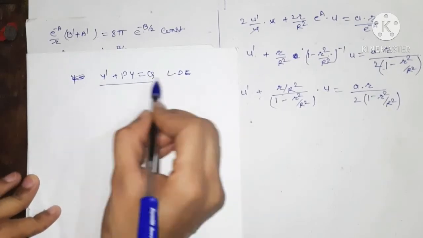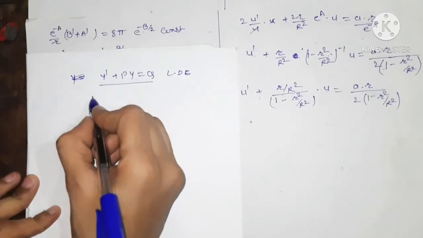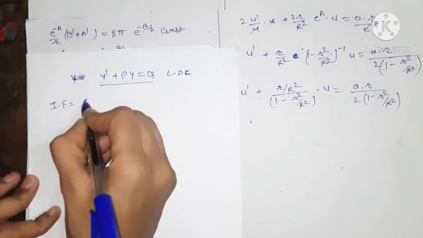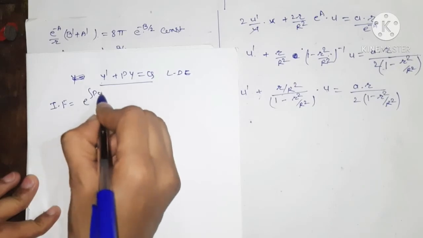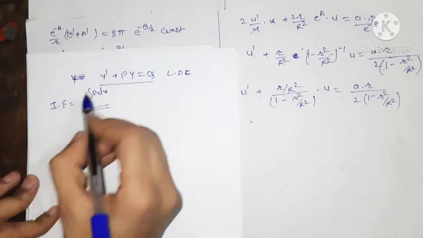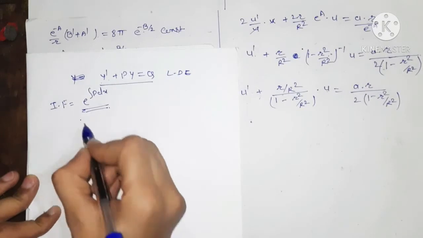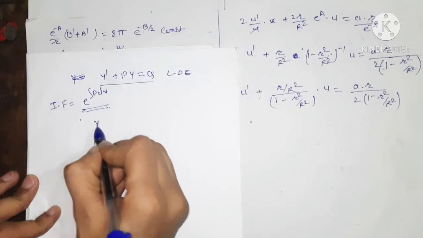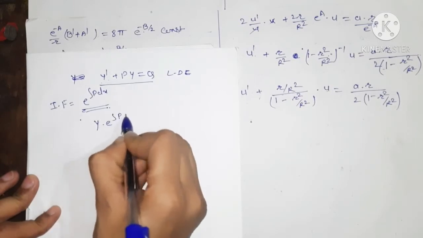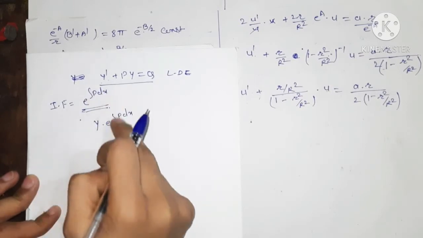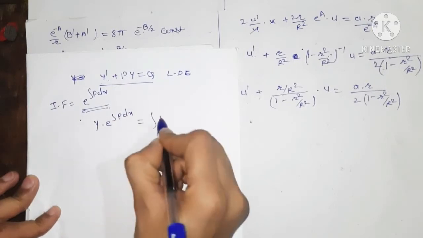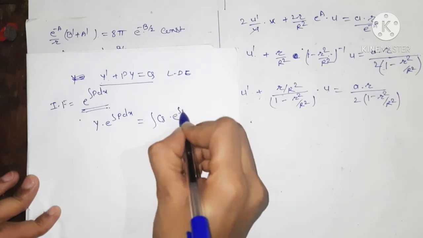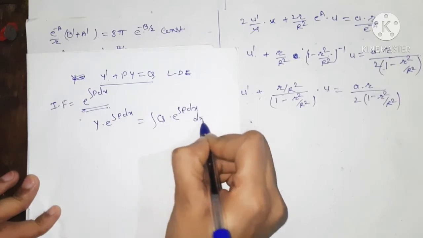Now here this is a linear differential equation and its solution is given by, that is we have to firstly find the integrating factor, that is nothing but e to the power integral p dx. This is the integrating factor, and then the solution of this differential equation can be written in the form y into the integrating factor, that is e to the power integral p dx, equals integral of this q here into the integrating factor, that is e to the power integral p dx, dx, plus c.